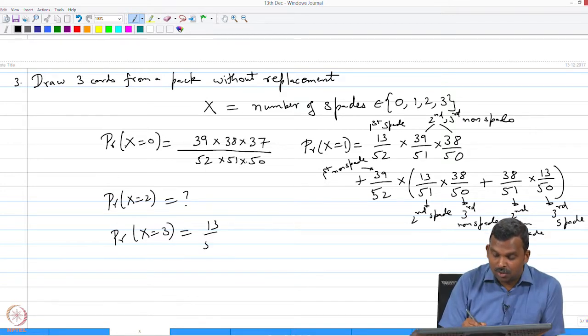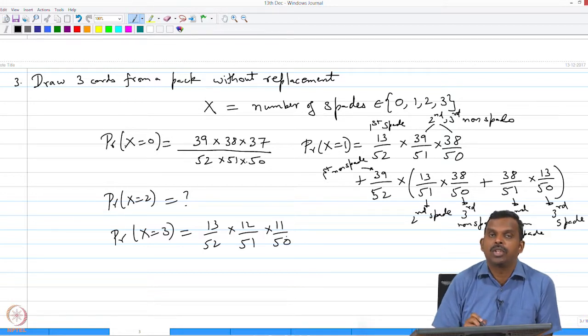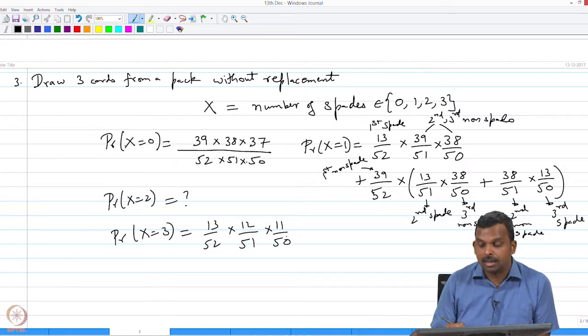So, the first one has to be a spade, the next one has to be a spade, the third one also has to be a spade. Okay. There are 13 spades to start with out of 52. Once you have taken a spade out, there are only 12 spades left. So, 12 out of 51 remaining cards, and then there are 11 spades left, 11 out of 50 remaining cards, that is the probability. Okay.